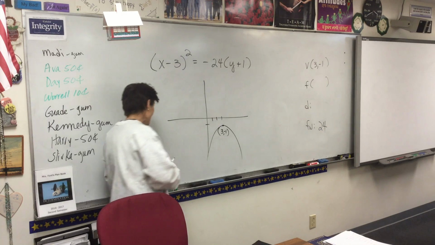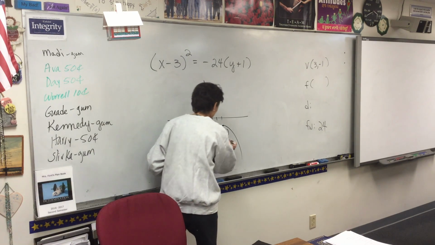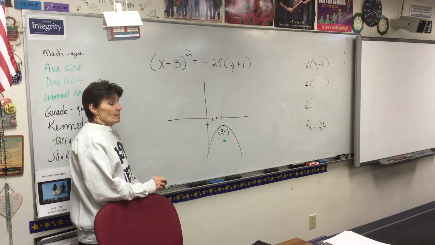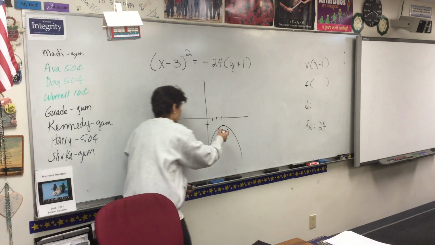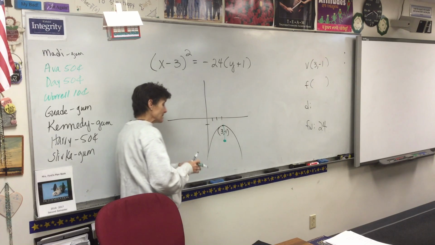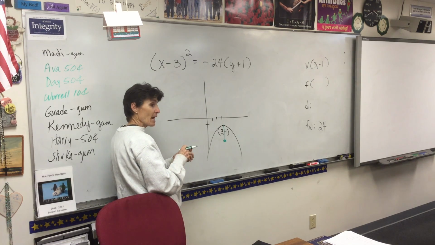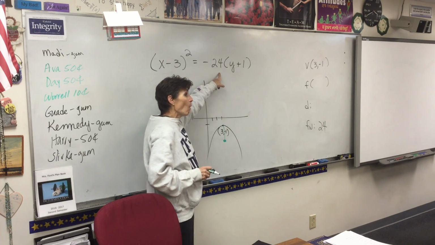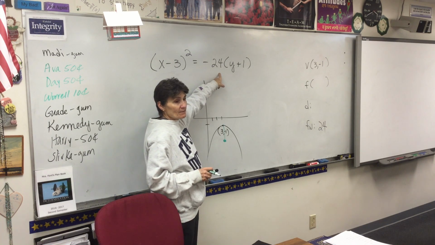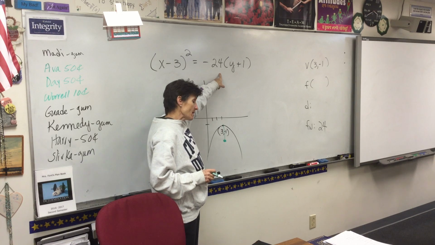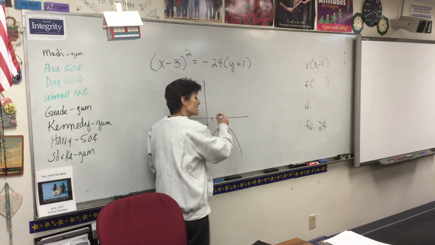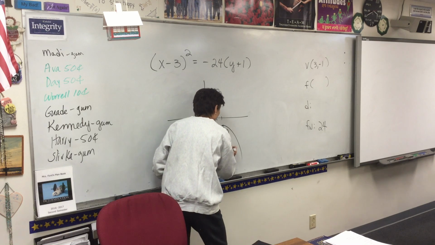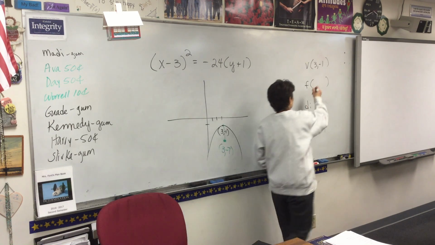Now, that means that my focus is down here somewhere. And I know I'm just going to go straight down, so it's going to be easy to find if I know how far down to go. Well, I always go a fourth of this number. So if this number is 24, I'm going to go down 6, which is going to put me at (3, -7).